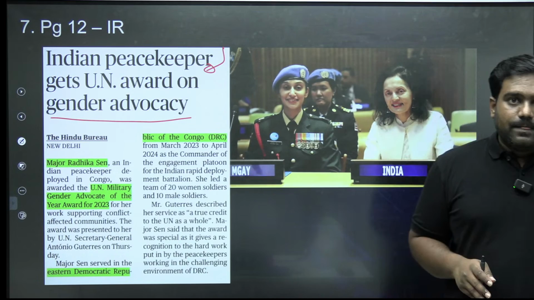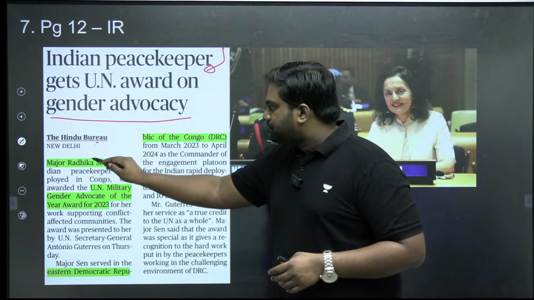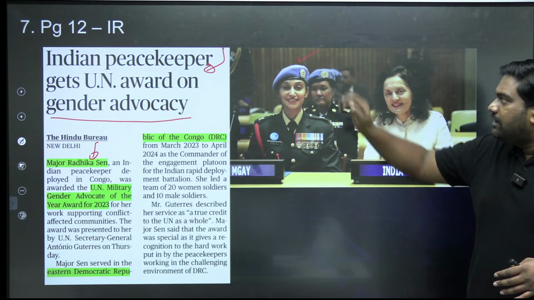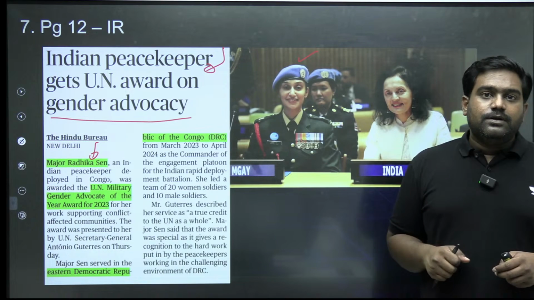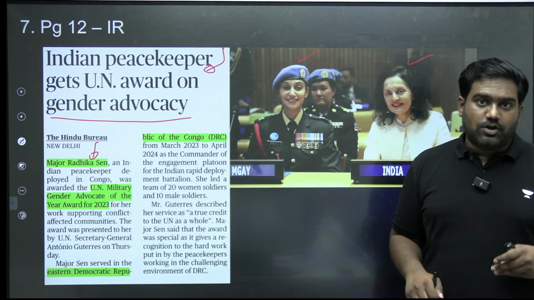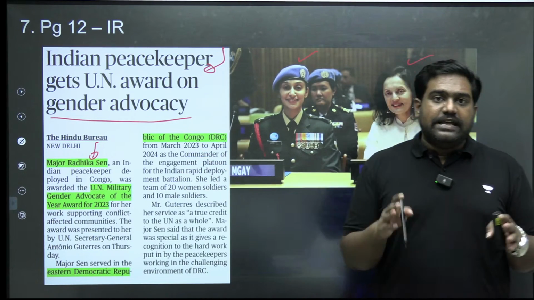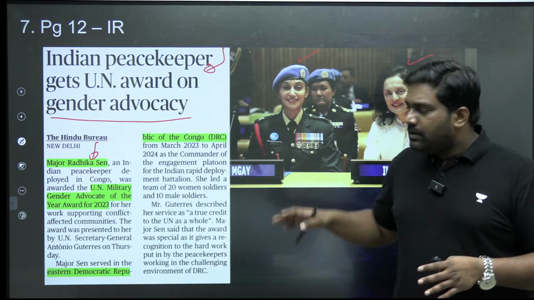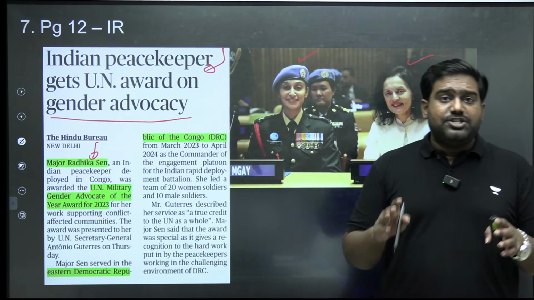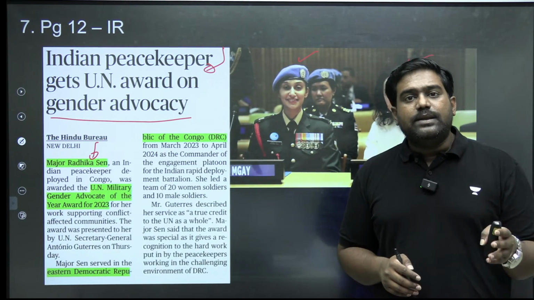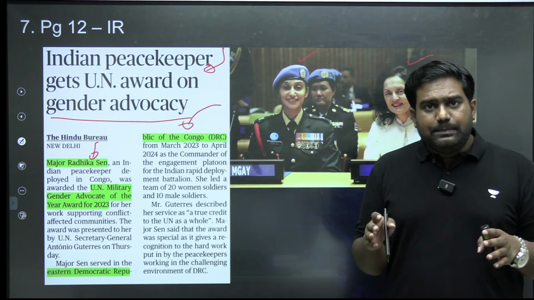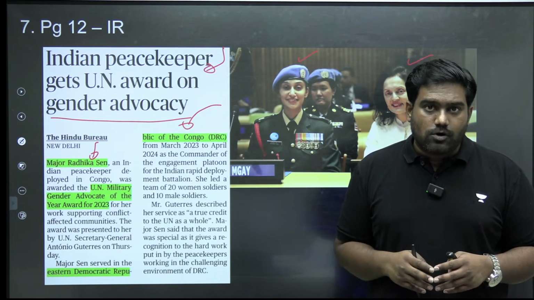Indian UN Peacekeeper, Major Radhika Sen, has been awarded by the United Nations. You can see Radhika Sen over here in the image from the Indian Army. She is seated right next to our permanent representative to the UN, Ruchira Kamboj, who is a top IFS officer. So yesterday there was a ceremony at the United Nations in New York where the Indian Army officer Major Radhika Sen was awarded the UN Award on Gender Advocacy, which is awarded to UN peacekeepers. So Major Radhika Sen was deployed as part of a UN peacekeeping unit in DRC, Democratic Republic of Congo.